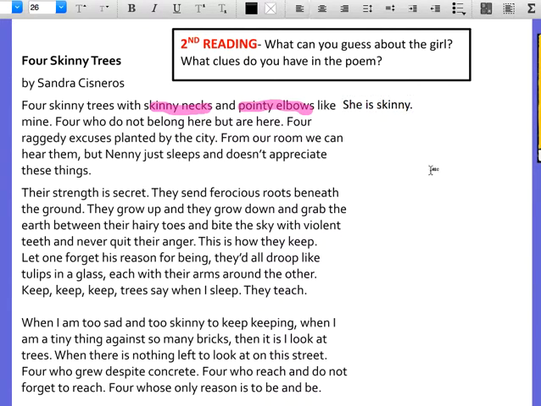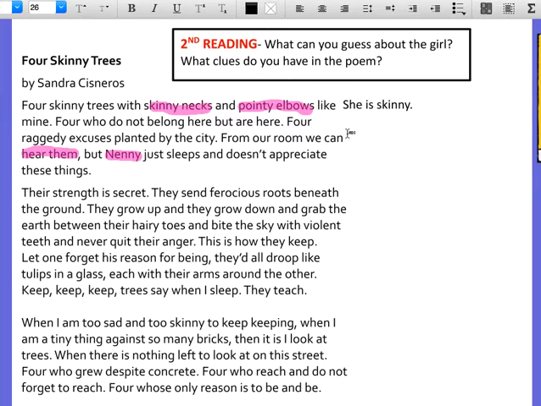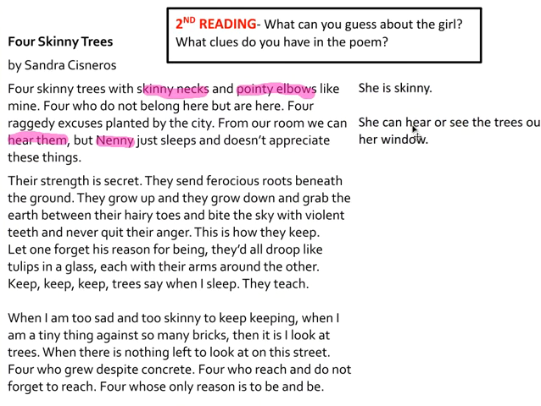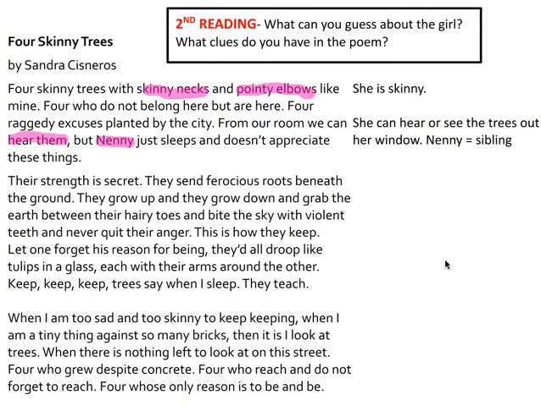We notice that she talks about being able to see the trees out her window or hear the trees out her window. And we notice that she talks about Nenny, right? And Nenny, when Nenny sleeps, she doesn't hear the trees. So I'm going to add to this that she can hear the trees, and I'm guessing see the trees, so hear or see the trees out her window. And I'm guessing that Nenny maybe is a sibling or a family member. But Nenny doesn't appreciate the trees.